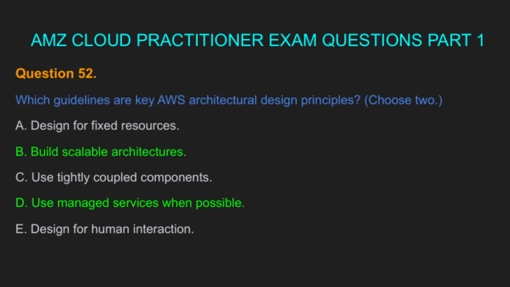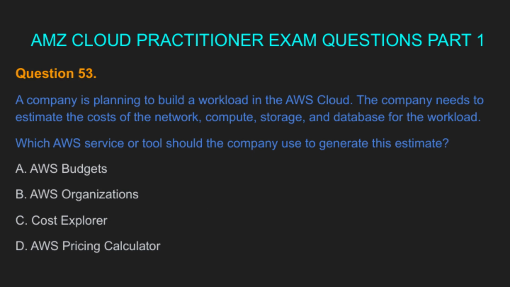AWS architectural design principles encourage designing scalable architectures that can automatically adjust to the changing load. This can be achieved by using managed services. Additionally, it's recommended to use managed services when possible to take advantage of the benefits of AWS, including automatic scaling, patching, and backups.